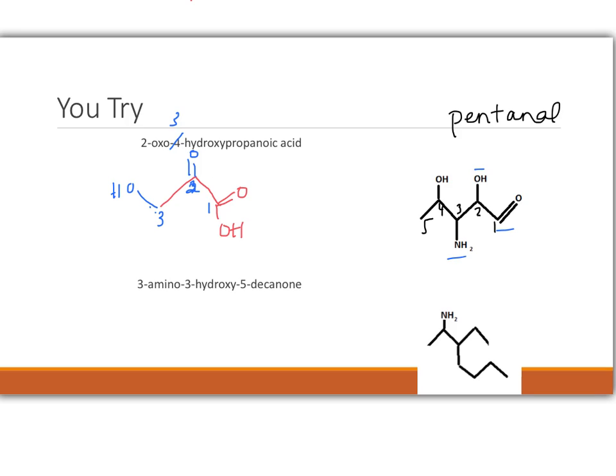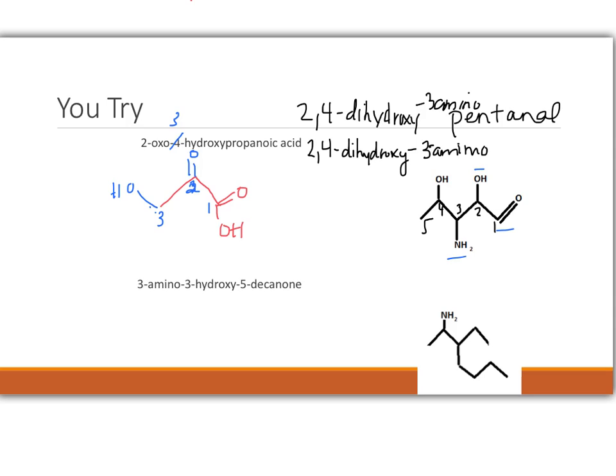And then I'm going to go in order of priority. I have a 2,4-dihydroxy, and I didn't leave myself enough room, 3-amino pentanal. Okay. So if I write that a little more clearly, it's 2,4-dihydroxy 3-amino pentanal.